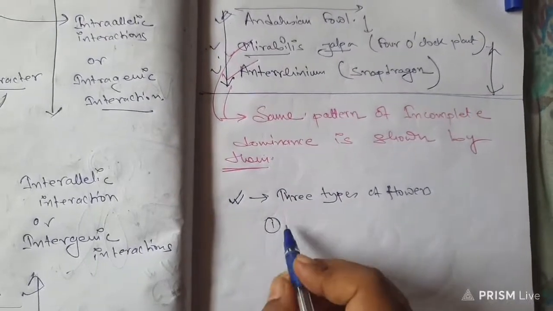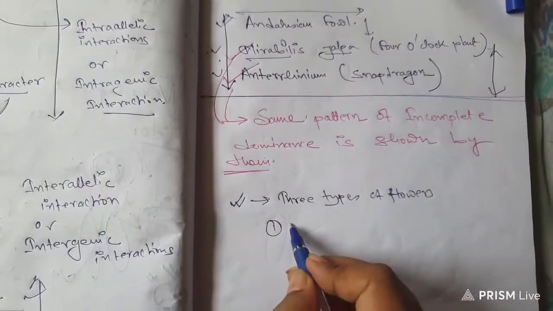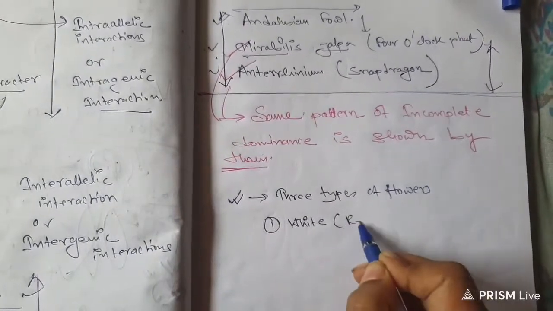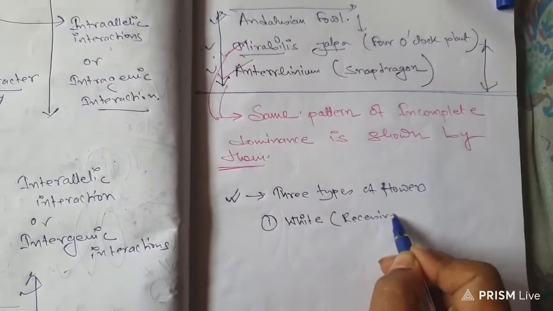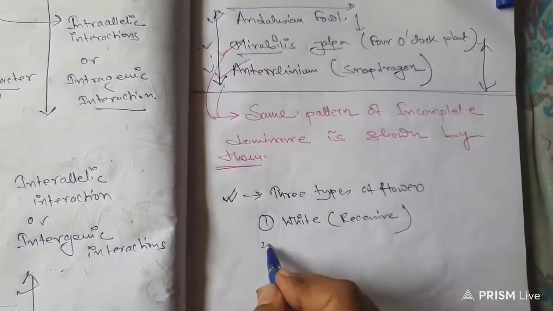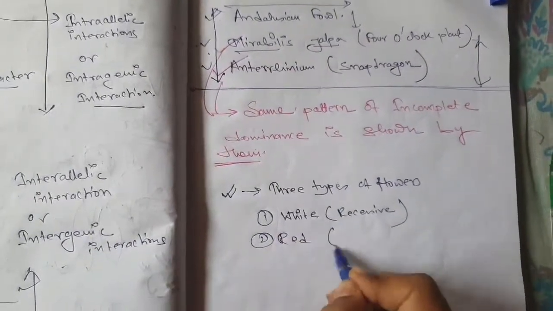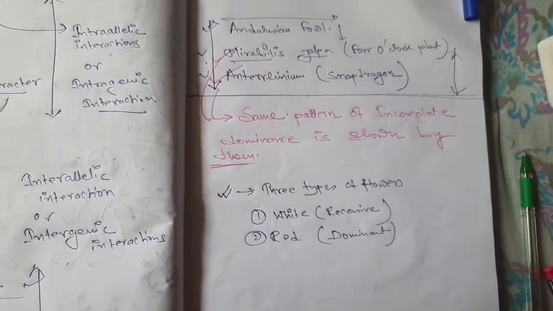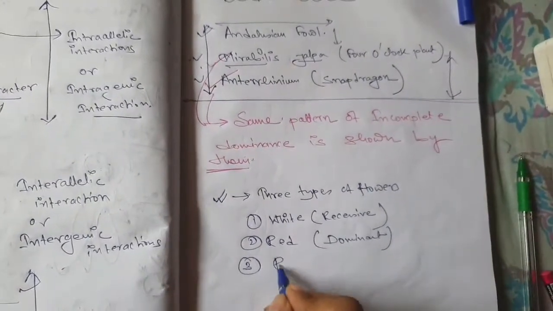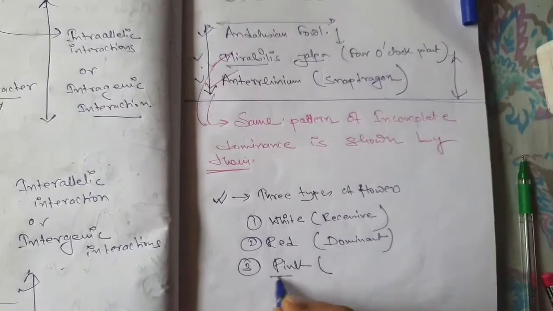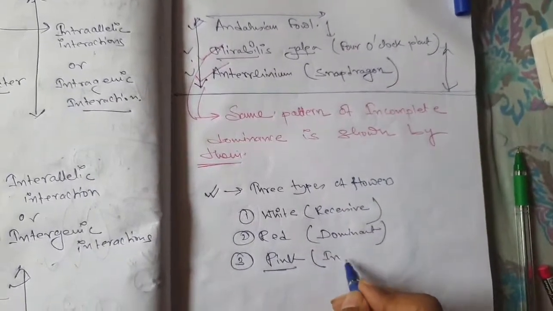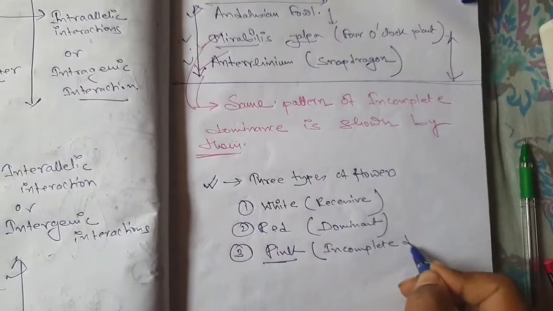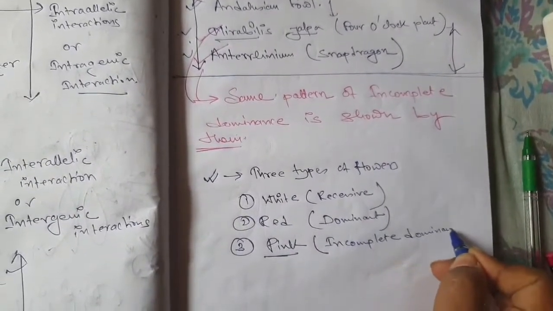Number one, we can see a variety of white, which is the recessive variety. We can see a variety of red, which is the dominant variety. And we can see a variety of pink, which is actually the incomplete dominant variety.